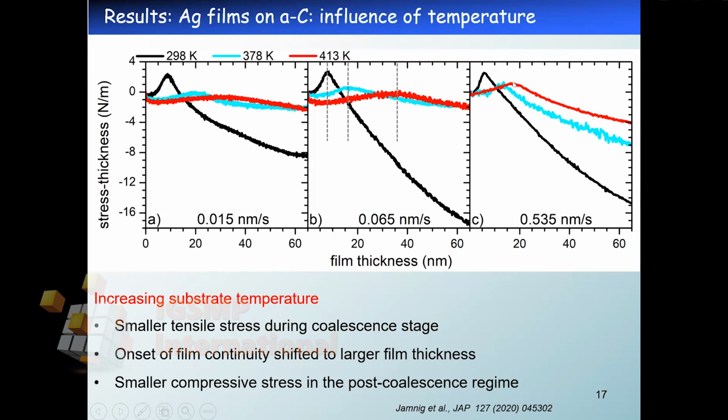So the take-home message here that you can easily observe is that when you increase the substrate temperature, you shift the thickness at which the film becomes continuous to larger film thicknesses. And we have also an influence on the slope, but I will not discuss here the issue of compressive stress in the steady state regime.